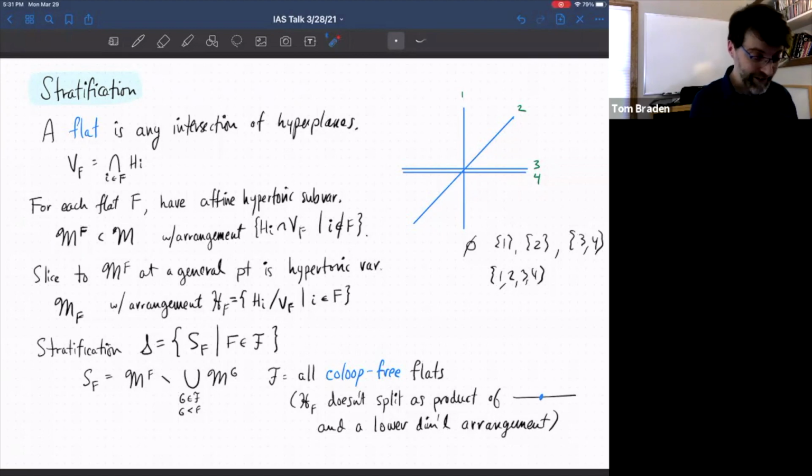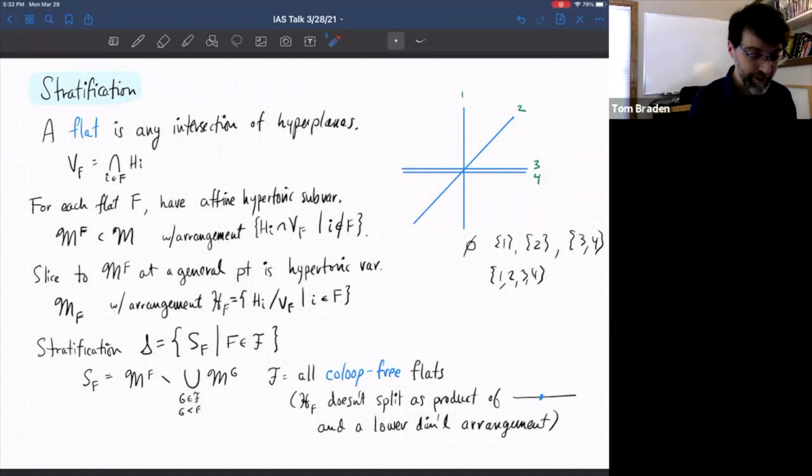And the normal slice to a general point of one of these subvarieties is again a hypertoric variety, and it corresponds to the slice arrangement. So if I take the slice of this flat, I again get a line with 2 points in it, but they're different 2 points. It's now the points 3 and 4 instead of the points 1 and 2. And that would govern the geometry of the slice to that subhypertoric variety.